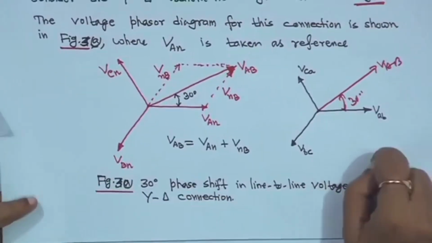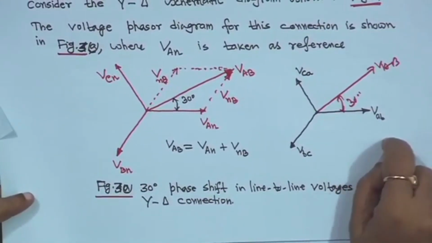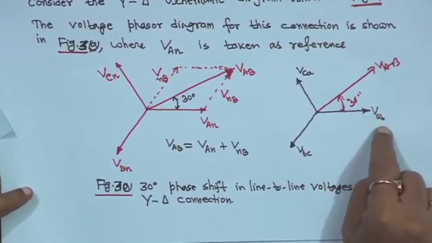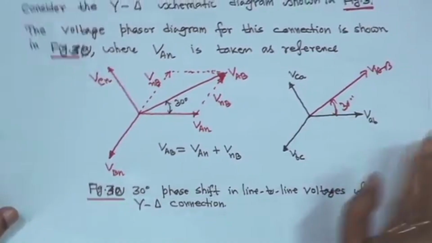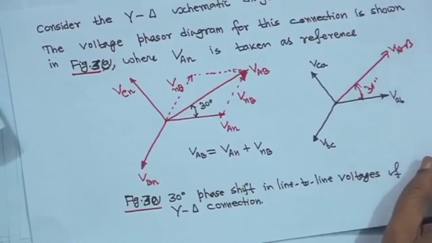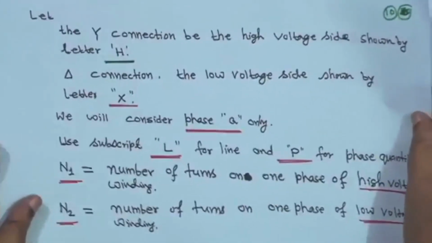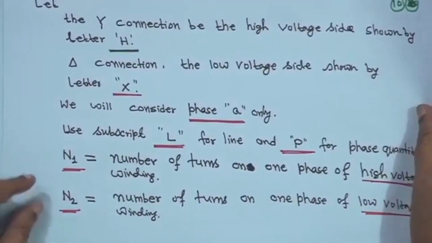So we have seen that the line to line voltage on the star side leads the line to line voltage on the delta side by an angle of 30 degrees. We will come to the power units slowly. Now, this thing you have to understand a little bit.